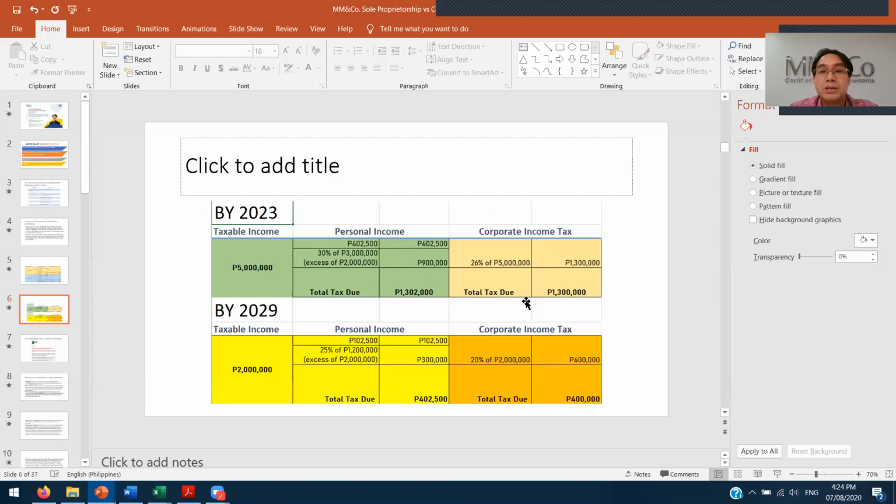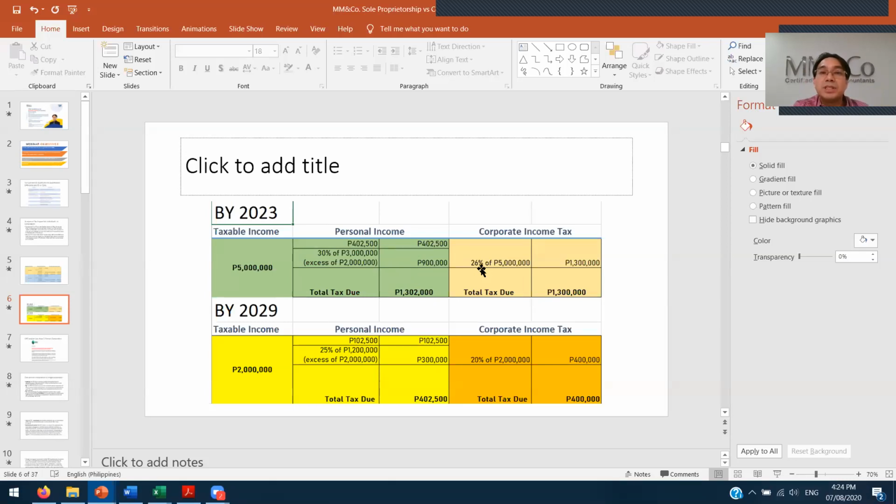Pero tignan nyo yung sa corporate income tax. Na by that time, 26. Kasi nga ang proposal, gradual na doon sa TRAIN, gradual yan up to 2029, magiging 20% na lang. But in terms of CREATE, the proposal is immediate 5% reduction from 30% to 25%.